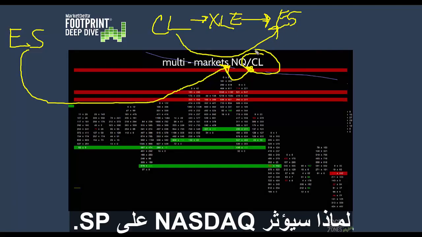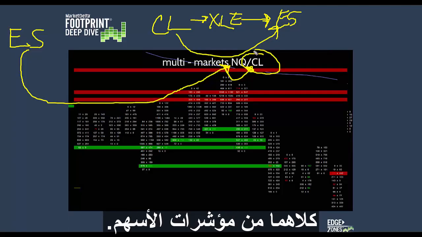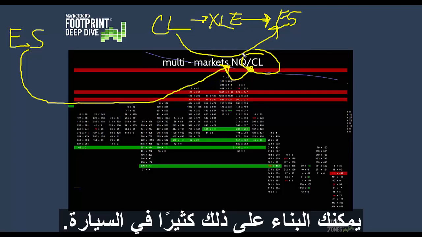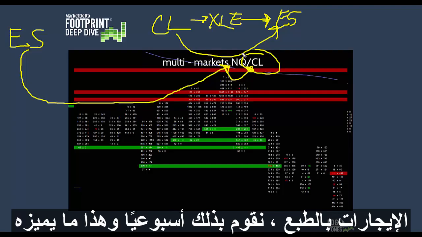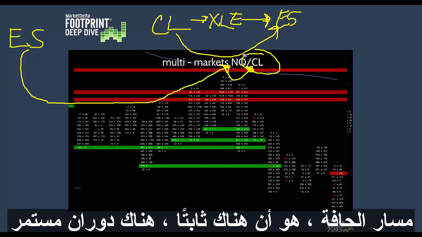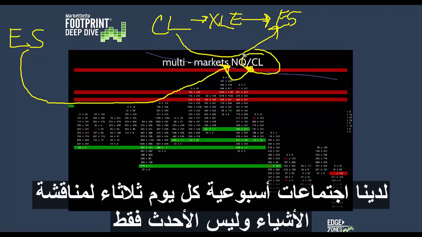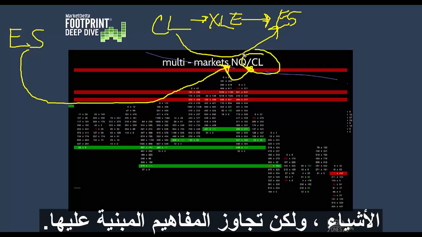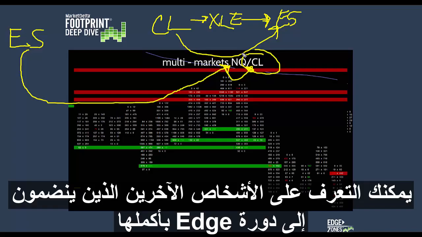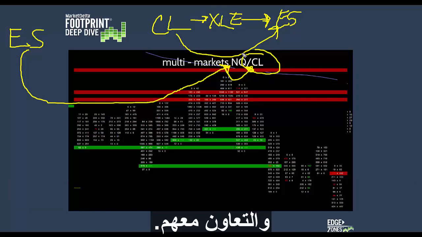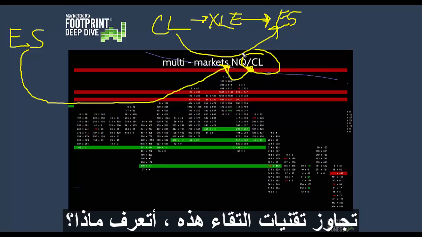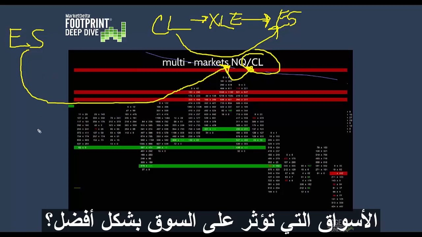It should be obvious why the NASDAQ is going to affect the S&P. They're both stock indexes. You could build on that a lot. In the Comprehensive Edge course, we do that weekly. And that's what's unique about the Edge course, is that there's constant circling back that we do to keep people engaged. We have weekly meetings every Tuesday to go over stuff. Not just newer stuff, but go over concepts, building on it. You get to meet the other people that join the whole Edge course and collaborate with them. See what's working for them. Go over these confluence techniques. You know, what market's influencing what market better.